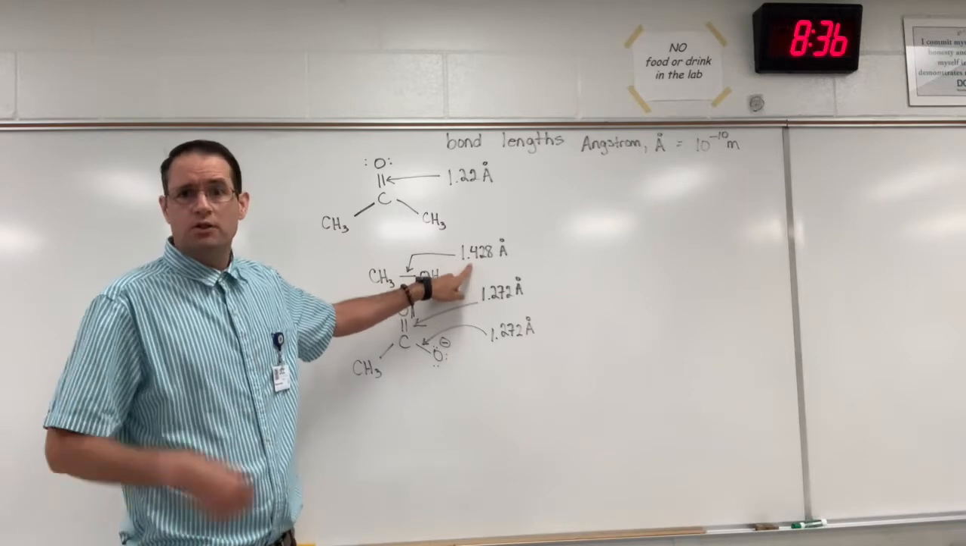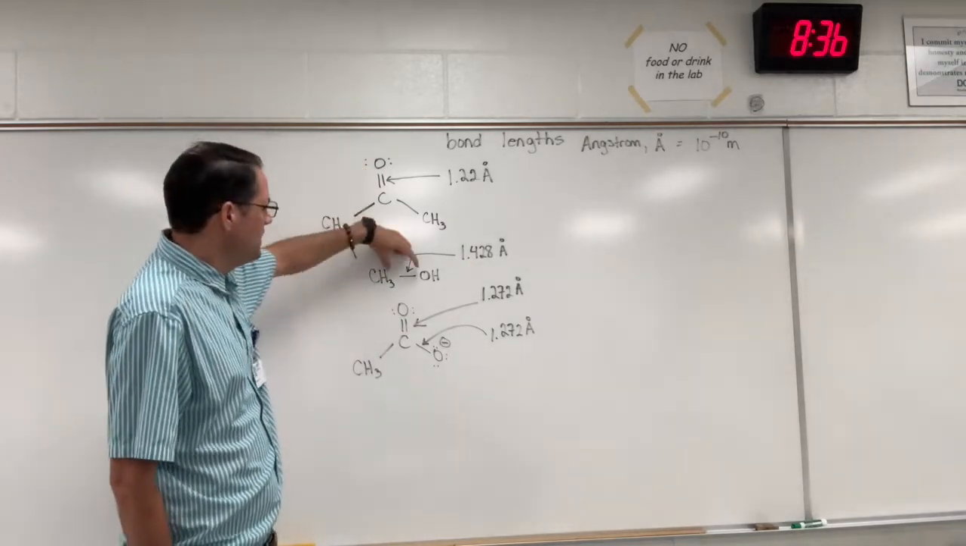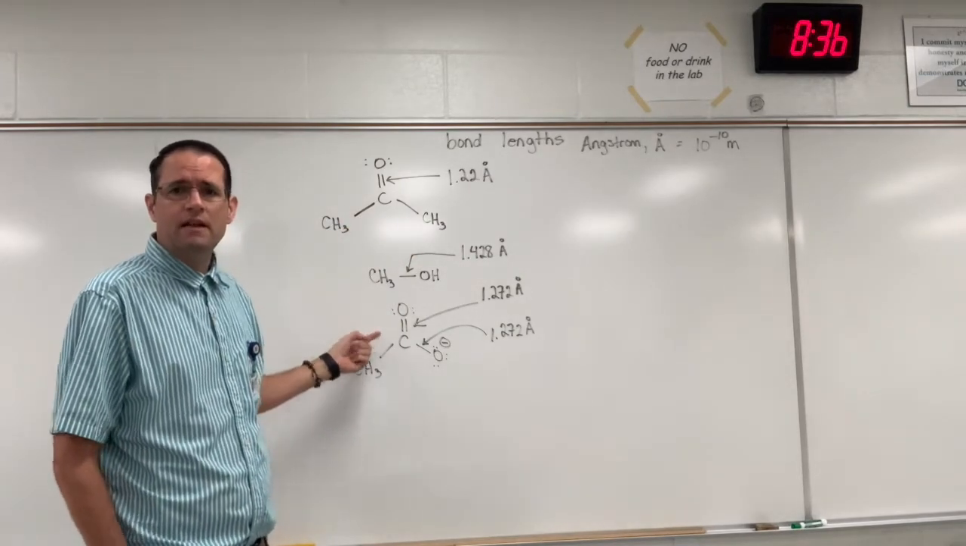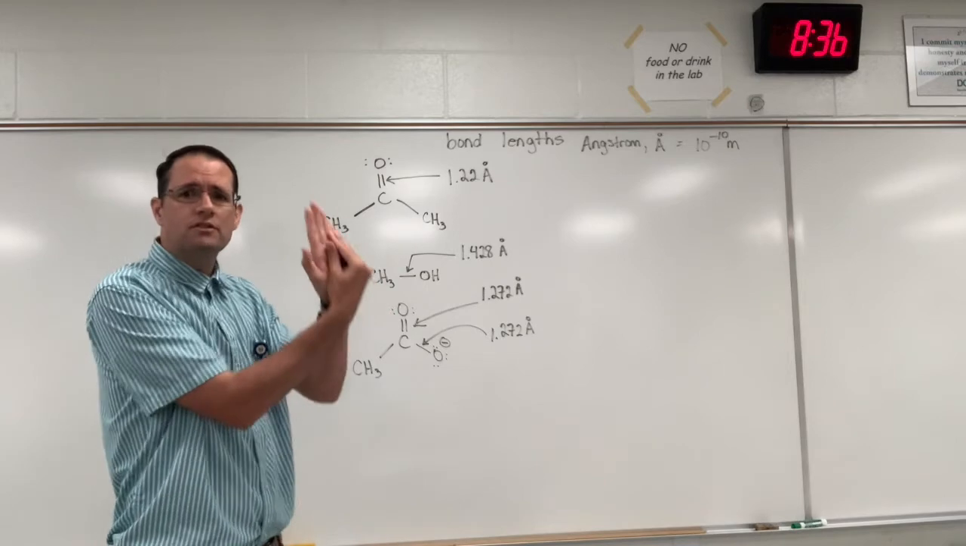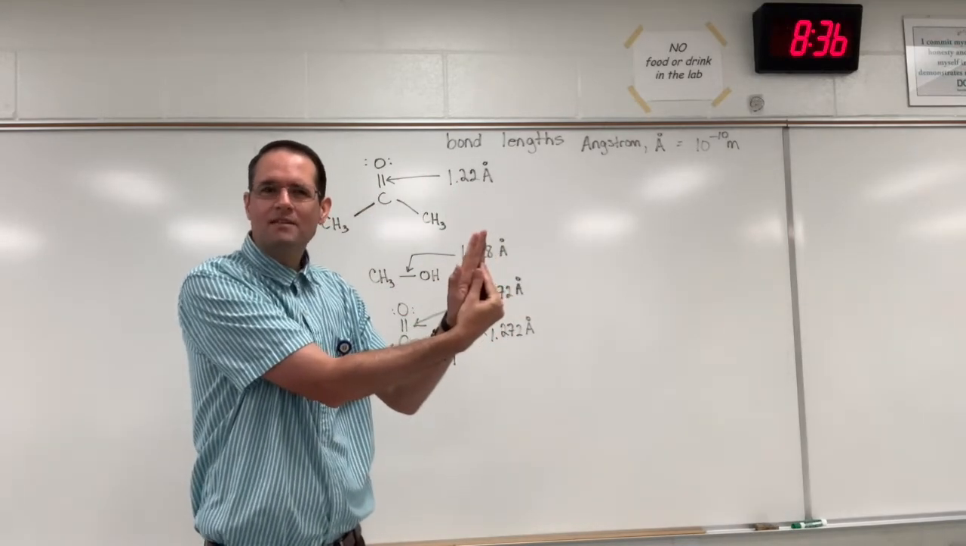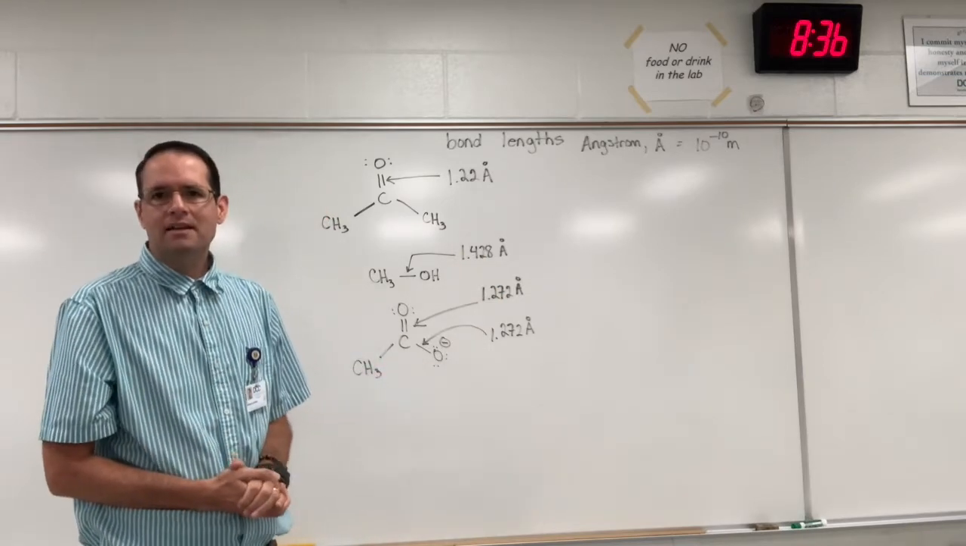The single bond is a little bit longer, okay? So this is shorter; double bonds are shorter, single bonds are longer. And then we have the acetate structure. In one of the structures, we have the oxygen with a double bond, and in the other structure, we have oxygen with a single bond. So do we see two bond lengths in the acetate ion?